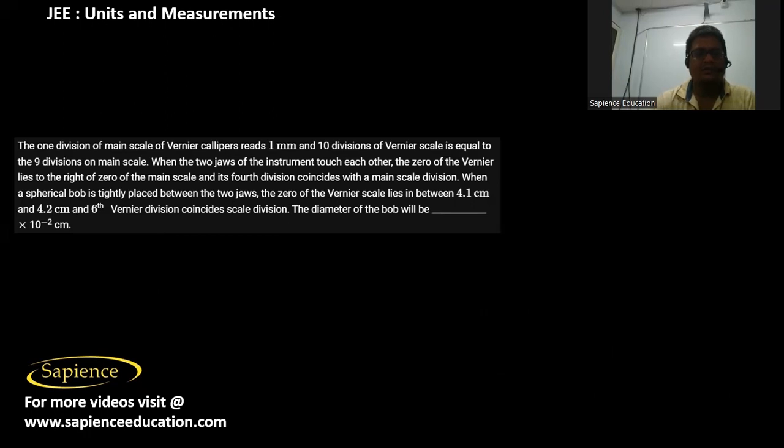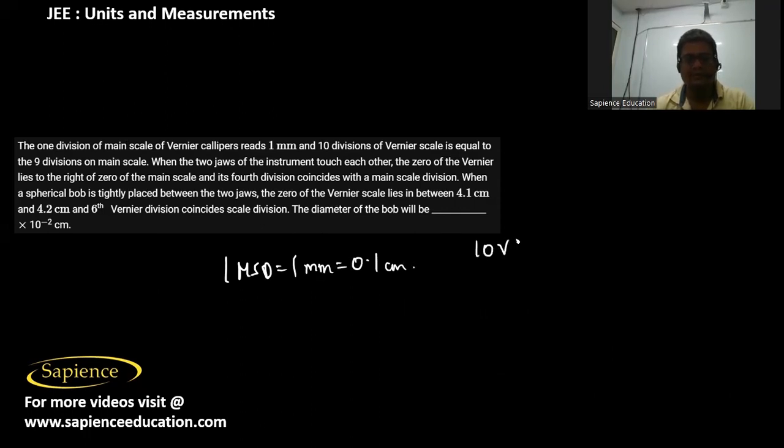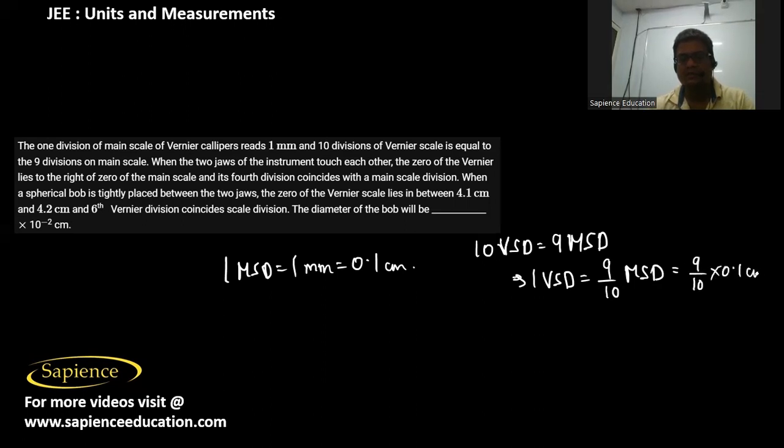And here it is told the one division of main scale of vernier calipers reads 1 millimeter and 10 divisions of vernier scale equal 9 divisions of main scale. So one main scale division is 1 millimeter, or I can say 0.1 centimeter. So 10 vernier scale divisions equal 9 main scale divisions. So 1 vernier scale division is equal to 9 by 10 main scale division. So that will be 9 by 10 into 0.1 centimeter, that is equal to 0.09 centimeter.